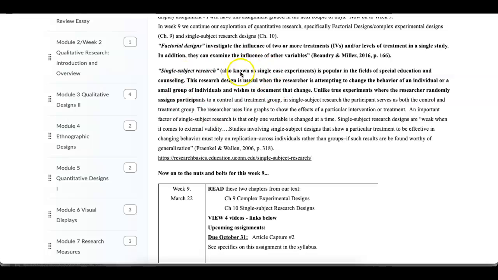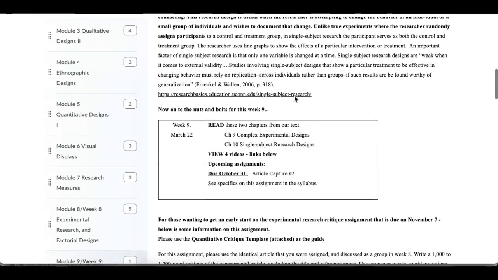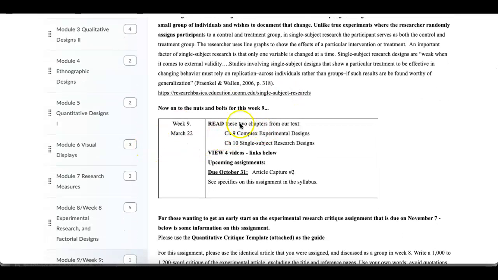So take a look at this. There's a link to some research basics on single subject research. I've put a little extra work into this because I think this is the area that people are going to have the most articles that you're going to refer to or use for your final assignment. So the nuts and the bolts: please read these 2 chapters, taking a look at the videos, or vice versa. Start with the videos in there.